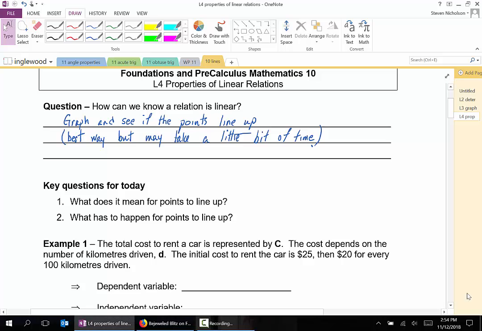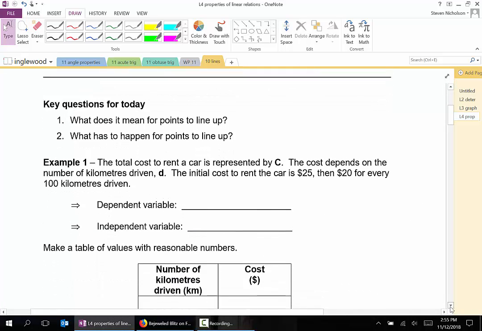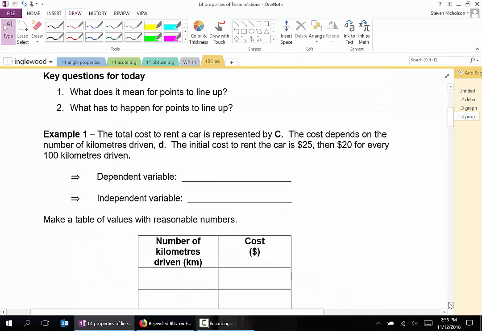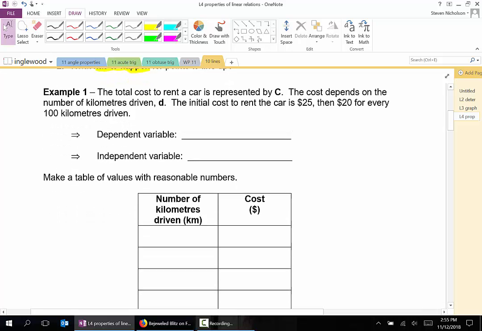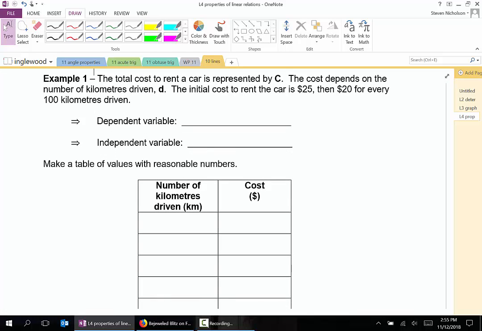So here are our two key ideas for today: what does it mean for points to line up? And maybe more importantly, what has to happen for points to line up? Something has to happen. So let's look at a real life example of renting a car.